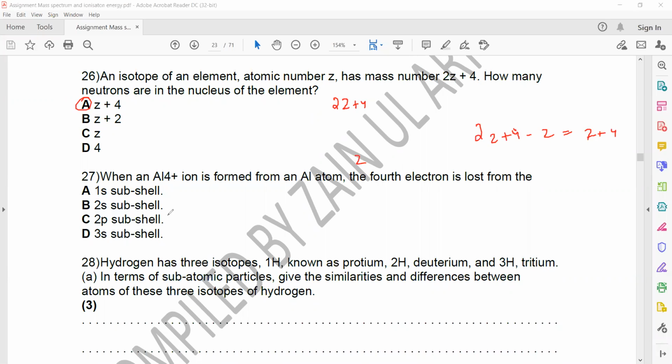When aluminium forms a 4+ ion, the fourth electron is lost or removed from which orbital? The configuration is 1s2, 2s2, 2p6, 3s2, and because aluminium is 13, 3p1. So we remove 3 electrons first from 3p, then 3s, 3s, and then 2p. So 3 is the right answer.